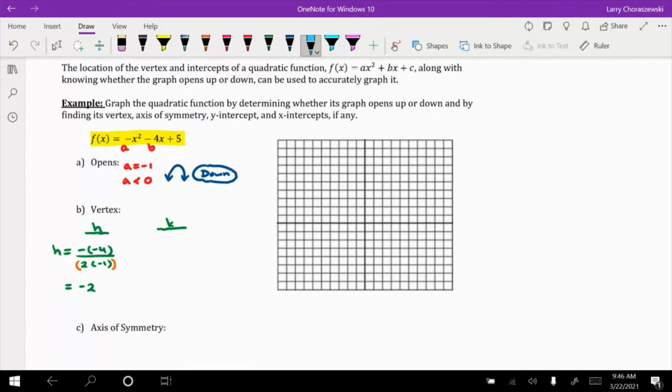Sweet. We can actually knock out the axis of symmetry at this point. The axis of symmetry is always x equals the value of h. So that's a quick and easy one. Now to find the value of k, we'll plug this -2 into the function. So -2 squared minus 4 times -2 plus 5. Anybody grind that out? Want to provide it in the chat? Yep, I was getting 9 as well. So our vertex is at -2, 9.